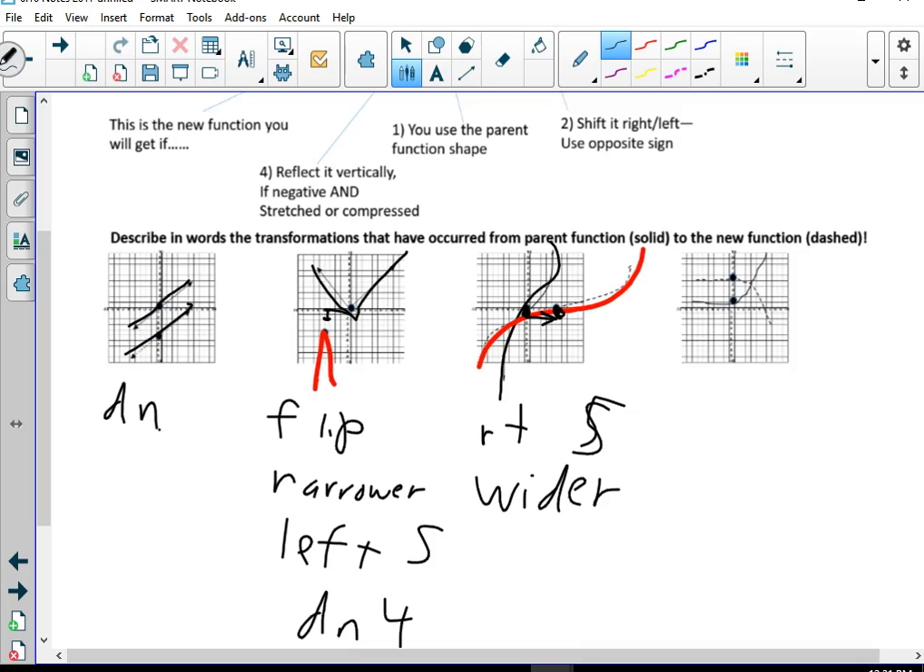Okay, so here's my parent graph. Here's my transformation. Here is this vertex, here is this vertex. From blue to red, it went up. Specifically, it went up 4. Now, does it look any wider or narrower? No, it does not. But what is it? It just flipped. Good.